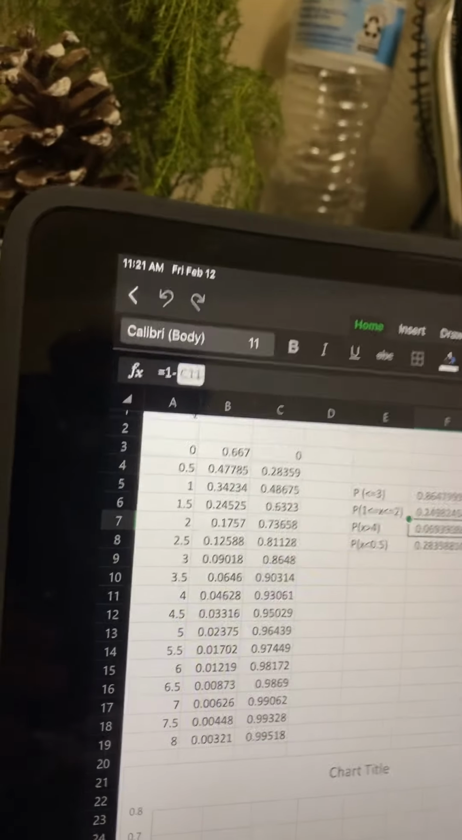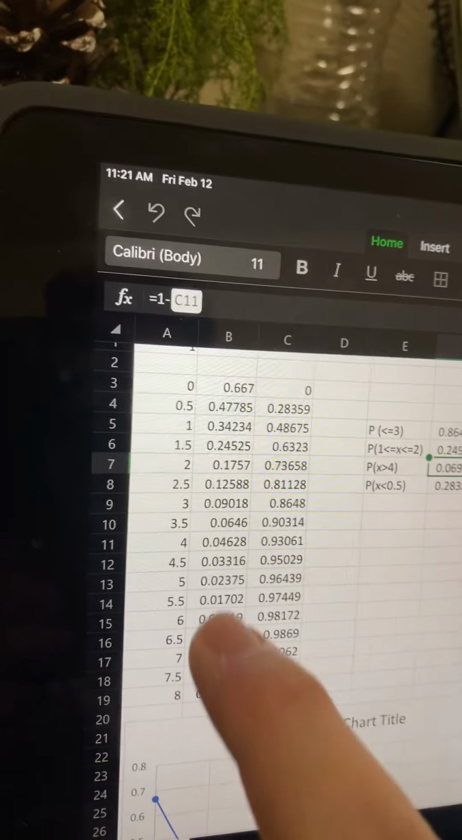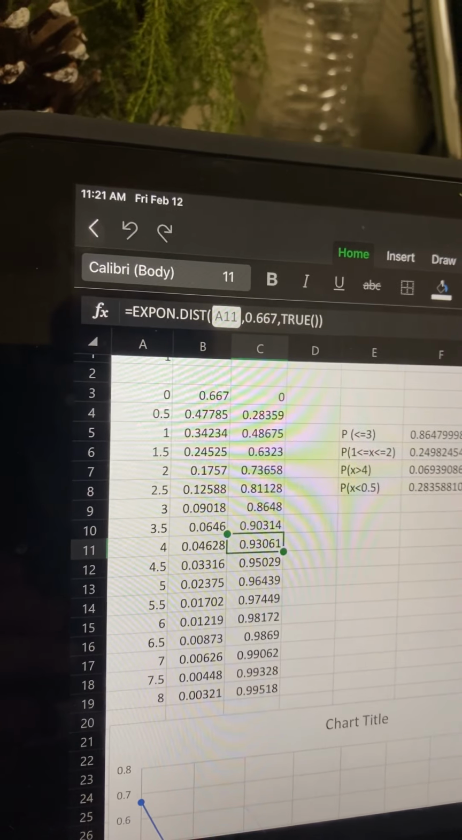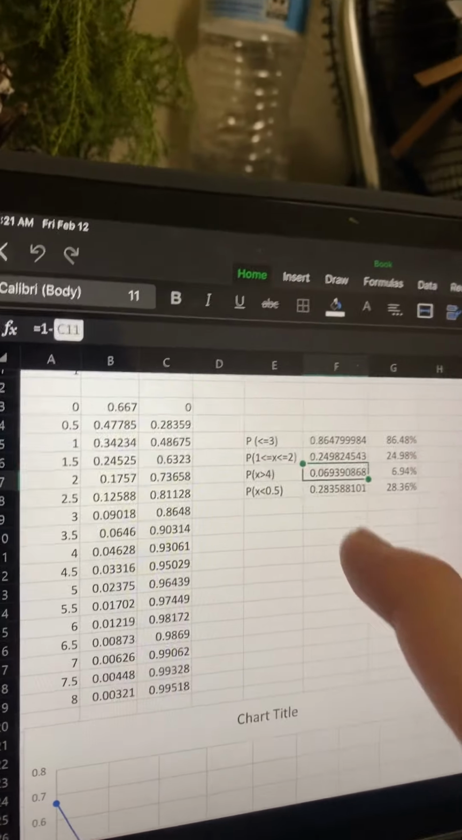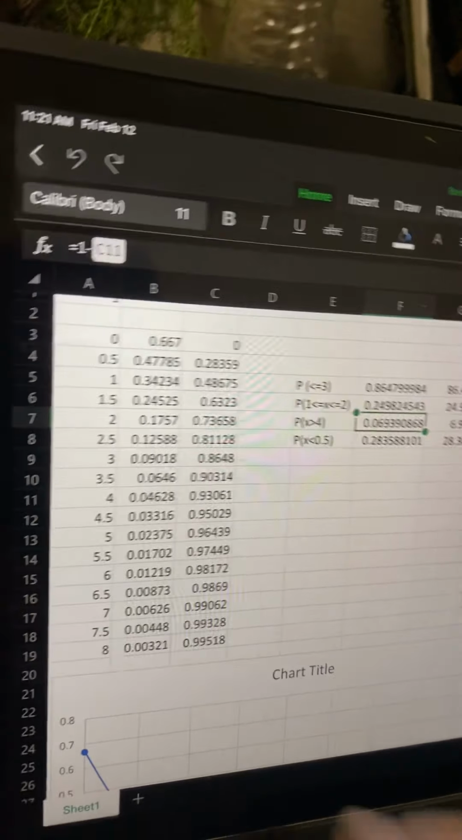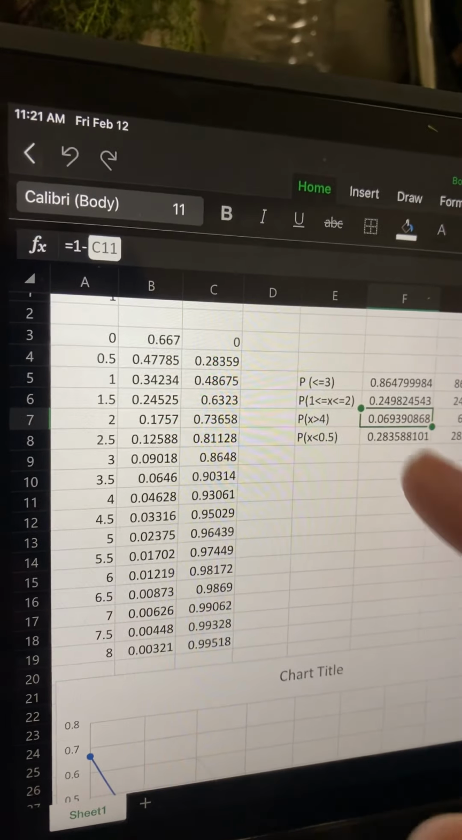And to get more than 4 minutes, I did 1 minus C11. So I did 1 minus this because you have a whole and I took away that, so that's the percentage that would be more than 4 minutes, because that's all that's going to be below it.